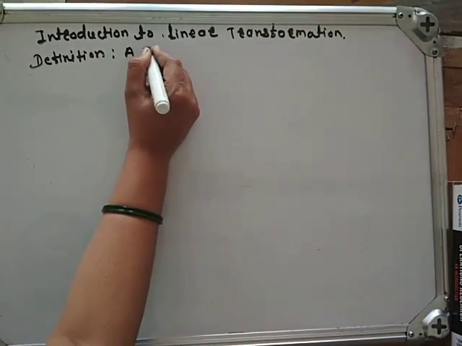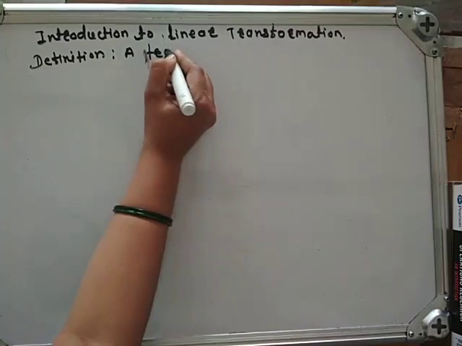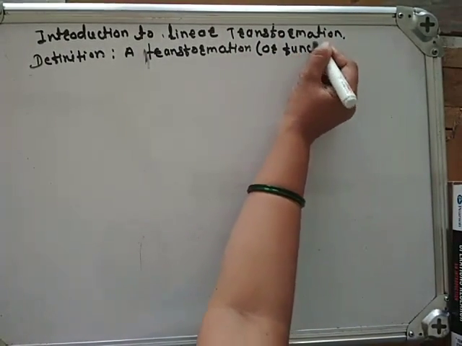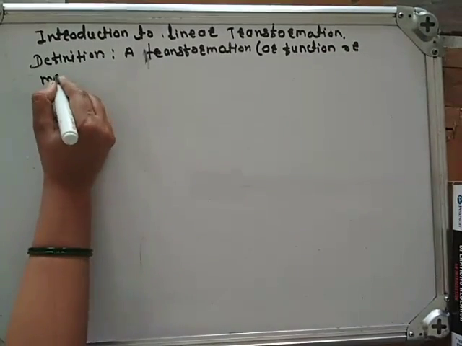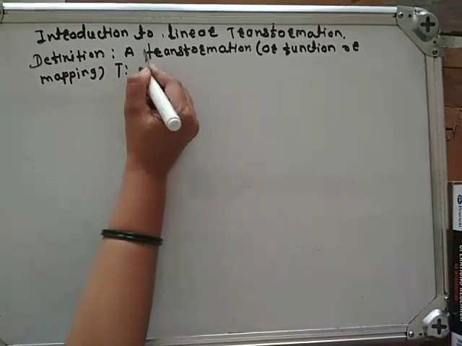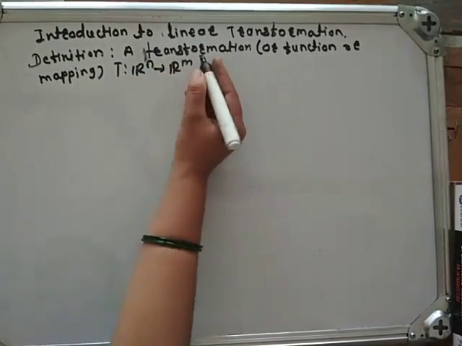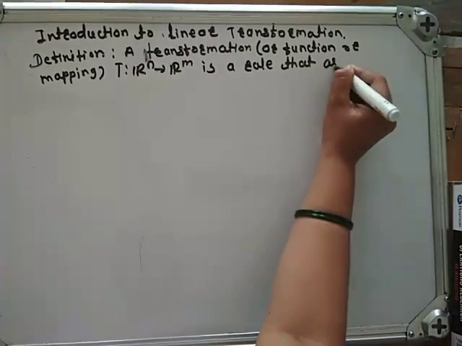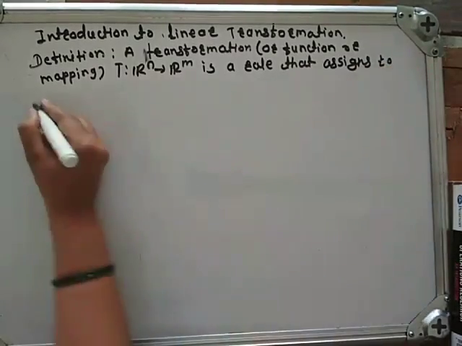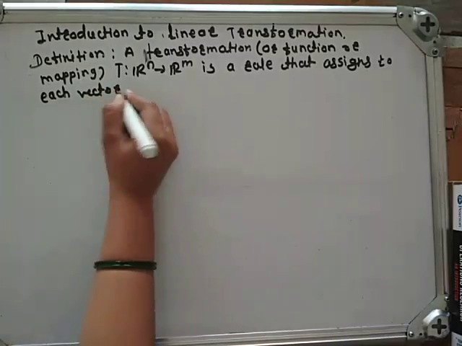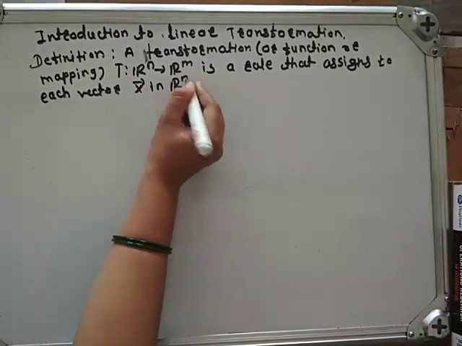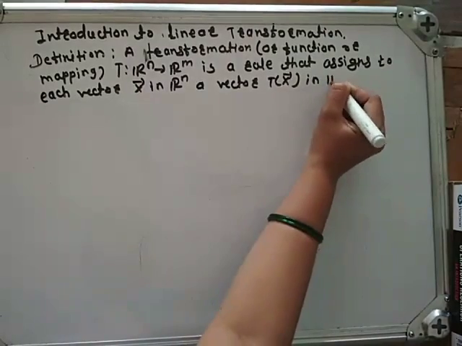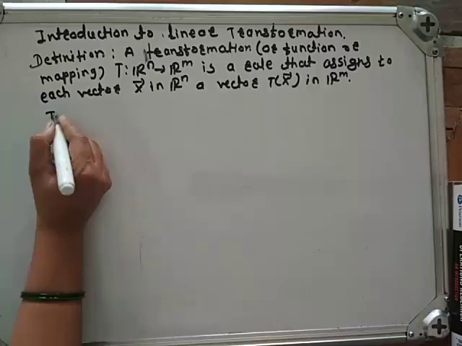A transformation or function or mapping, a function or mapping T from Rn to Rm is a rule that assigns to each vector x bar in Rn a vector T of x bar in Rm.